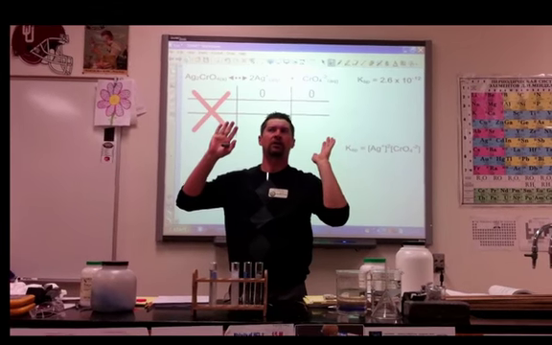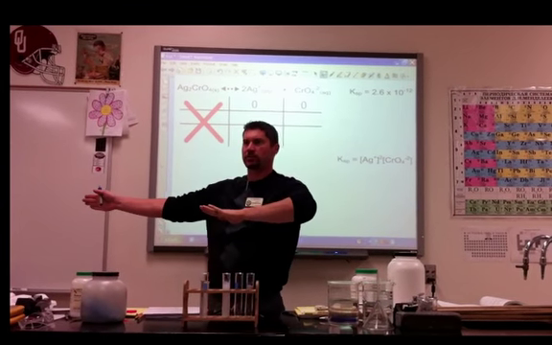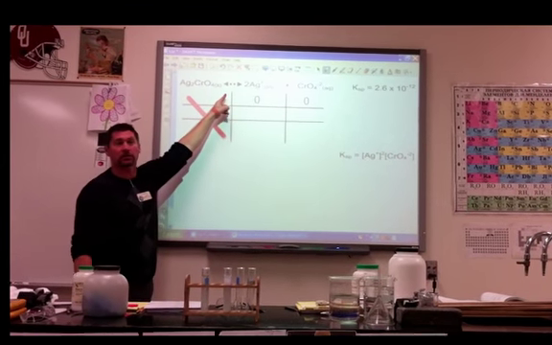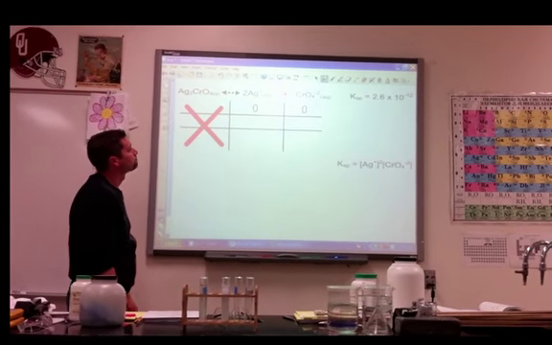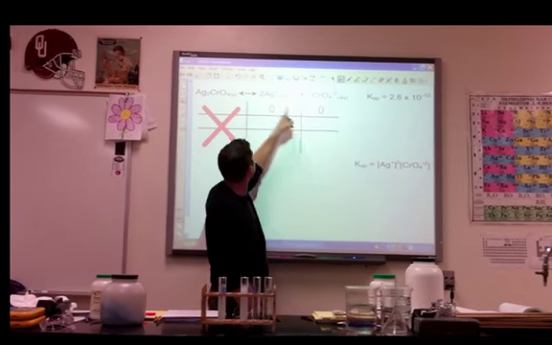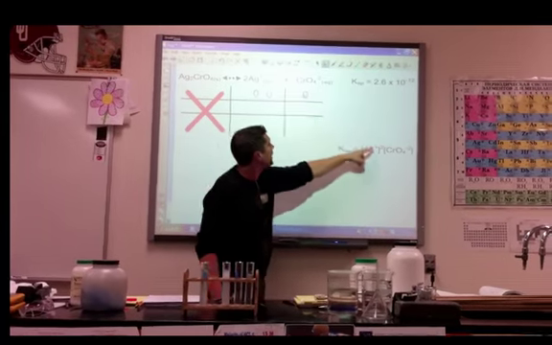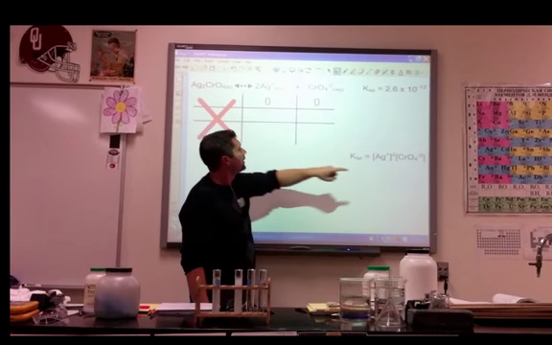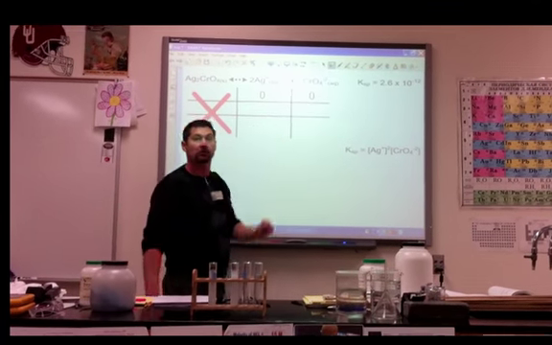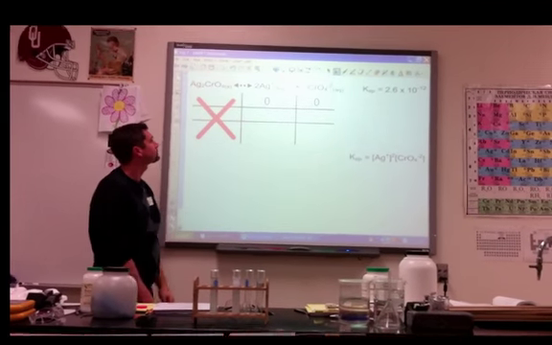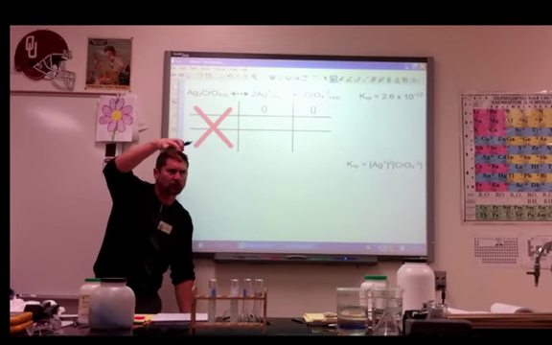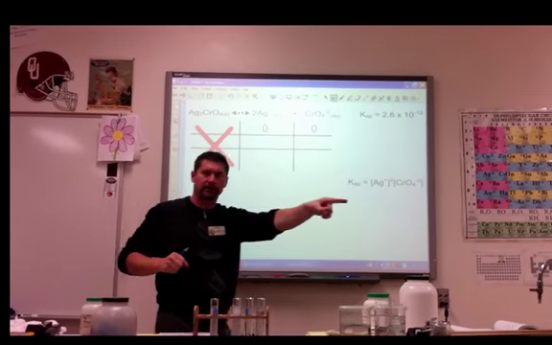Small, which means it's very insoluble. It stays over here. Not a lot of it dissolves. So wouldn't its Ksp expression be Ag positive squared times chromate? Yeah? Okay.